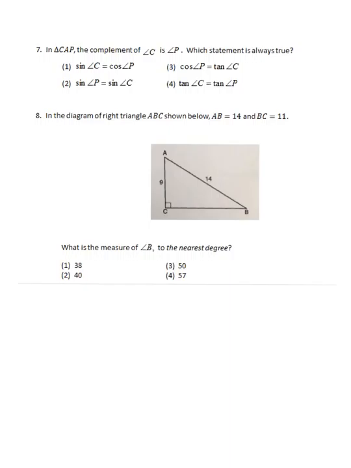Okay, so in triangle CAP, the complement of C is P, which statement is always true. Okay, so we're going back to cofunctions again. The sum of these two angles must equal 90 degrees. So the trig functions that would be considered equal is the sine of one angle and the cosine of the other angle. So that's choice 1.